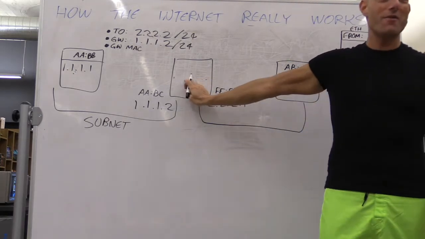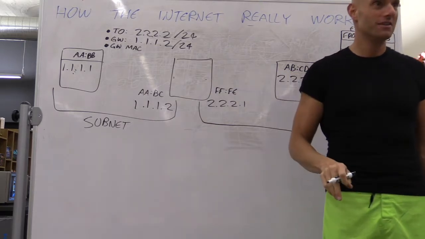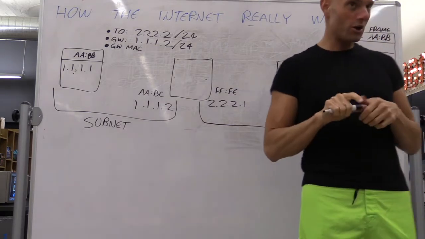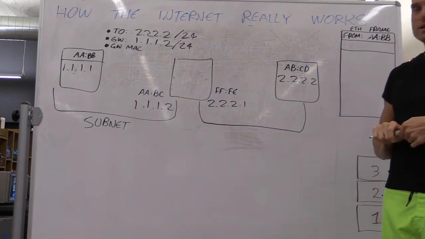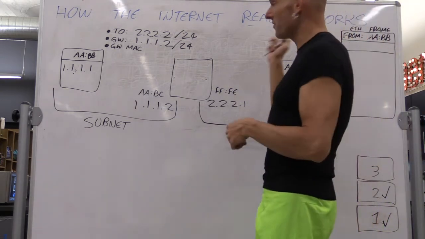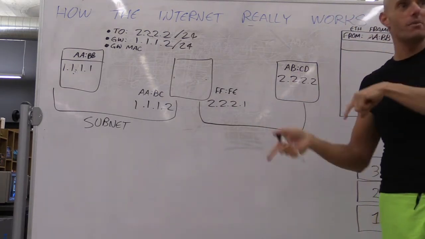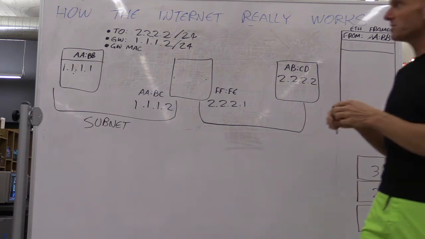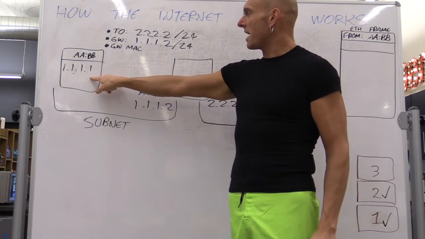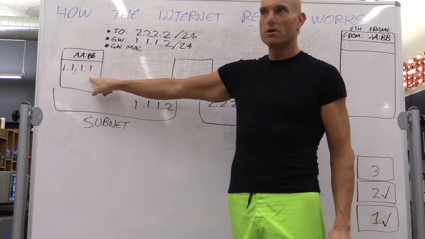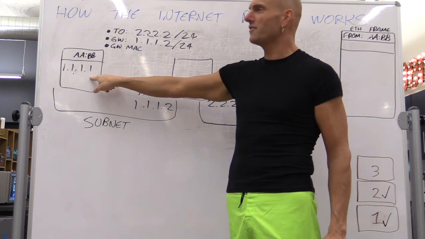Except I don't know the default gateway's Ethernet address. I only know the default gateway's IP address. So what do I do? This is where a protocol comes in called ARP, Address Resolution Protocol. It's part of the TCP/IP suite, because it is a way to get from an IP address to a MAC address, and from a MAC address to an IP address. So this computer sends out a broadcast, meaning it is a packet addressed to a broadcast address, right? Yes, 255.255.255.255.